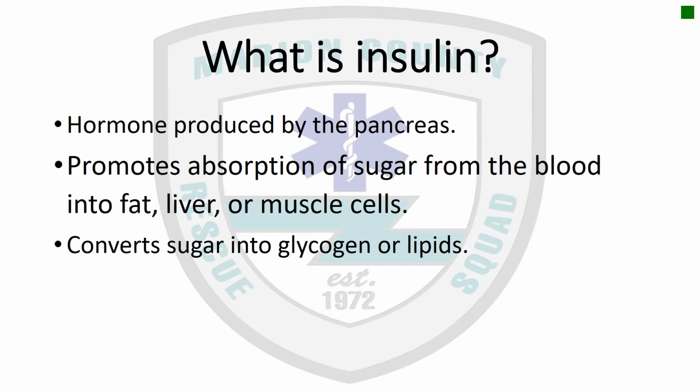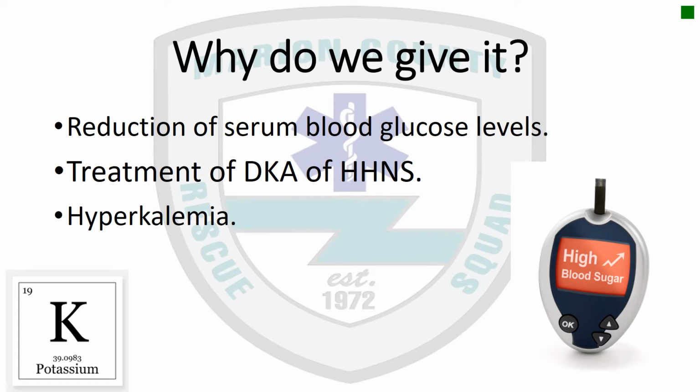It's also worth noting there are several kinds of different insulin. There's Humalog, Novolog, regular, long-lasting. For the purposes of IV infusions, we're going to be dealing with regular insulin. Insulin is produced naturally in the body, but if we're going to give it IV, we're going to give it for reduction of serum blood glucose levels, the treatment of DKA or HHNS, or hyperkalemia.